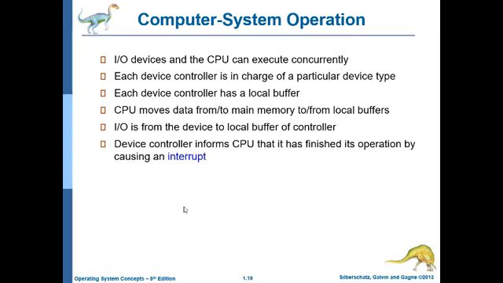The device controller informs the CPU that it has finished its operation by causing an interrupt, and we will study interrupt after a few slides. It will come what is meant by an interrupt, so I will explain it there. But the thing is that whenever the device controller wants to inform the CPU, it will generate an interrupt.